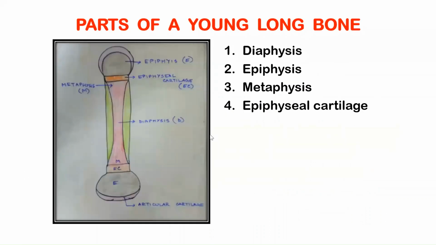Next is parts of a young long bone. A young long bone consists of a shaft or diaphysis. It has two expanded ends. These are the epiphysis. The metaphysis is the part of the diaphysis which is facing the epiphysis. So these are the metaphysis. And the epiphysis is separated from the diaphysis by the epiphyseal cartilage.